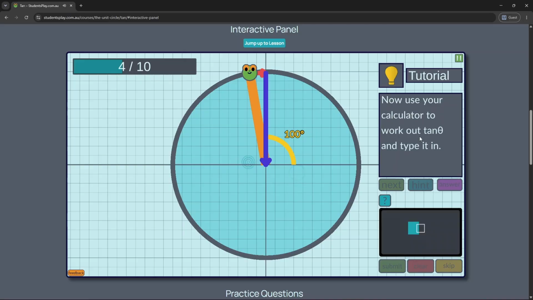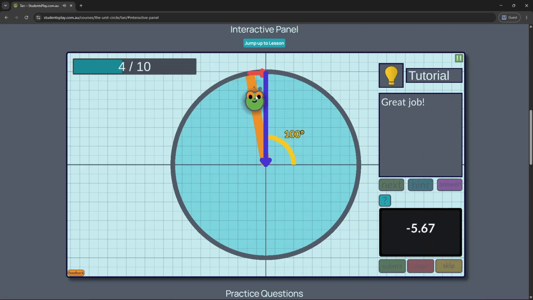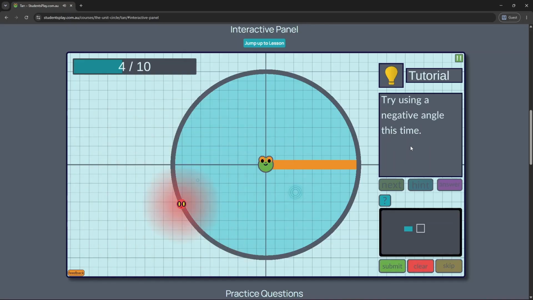Now use your calculator to work out tan theta and type it in. So tan of 100, negative 5.67. Wow, it's a pretty big number. But it is pretty steep and it's going downwards. So that makes sense. Try using a negative angle this time.